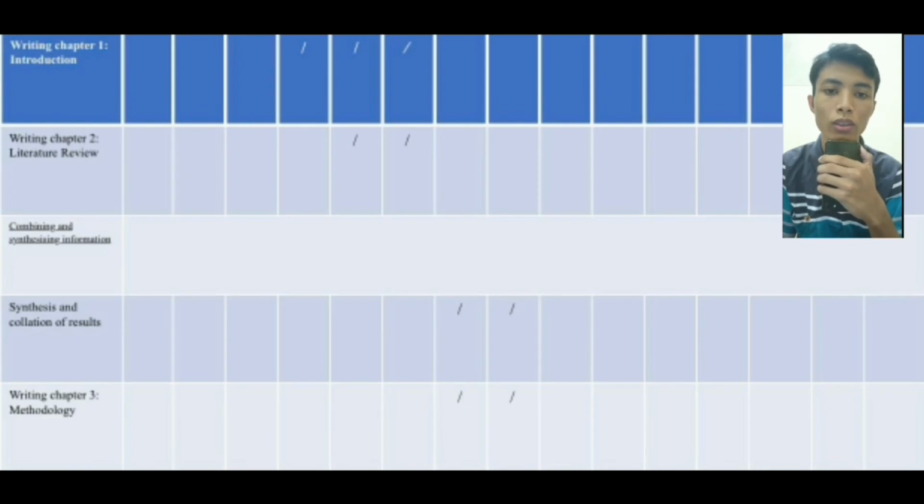And also in the same two weeks, we will work on writing our methodology part, and discuss the methodology we will use in our research.